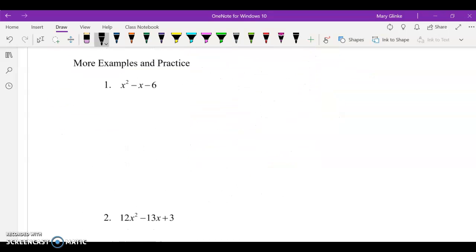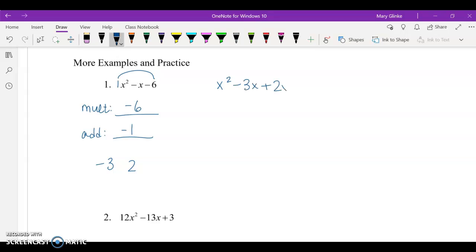So let's go ahead and try a couple more together, and then you can have some time to work individually. So here we go. For our example number 1 here, we're going to figure out what multiplies. Our a value is 1 and c is negative 6. So we're looking for what multiplies to get negative 6, but adds to get our b value of negative 1. So it's going to be 3 and 2, and the 3 has to be a negative. So we rewrite this as x squared minus 3x plus 2x minus 6.